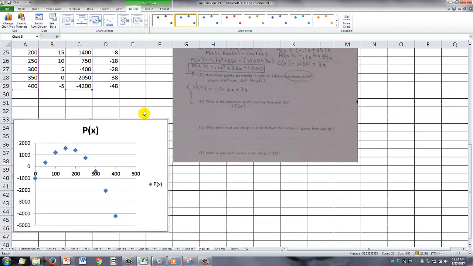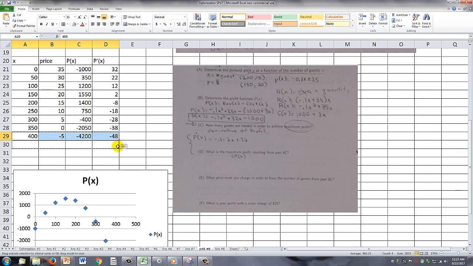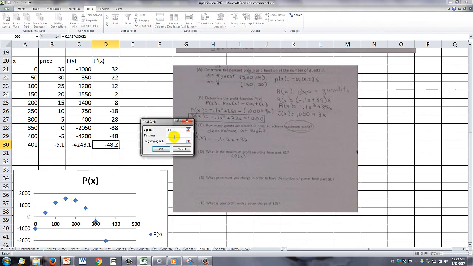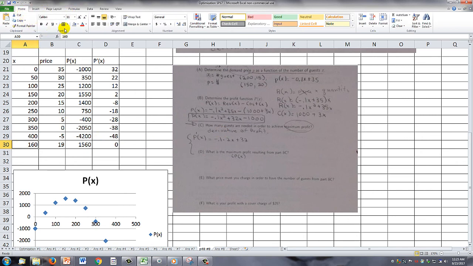How many guests needed in order to maximize profit? So to maximize profit, you're going to goal seek the derivative to 0. And I know it's only one place, so I'm not even worried about a guest number. And this would be a very easy one to solve algebraically if you set this equal to 0. But you get how many guests needed? Well, that's 160 guests.